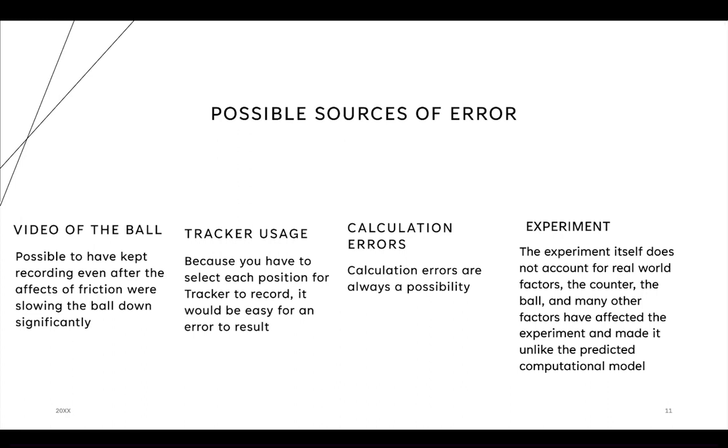Possible sources of error for this experiment were the video of the ball. It's possible to have kept recording even after the effects of friction were slowing the ball down significantly. And because you have to select each position for Tracker to record, it's also easy for an error to result from that. And calculation errors are always a possibility. And the experiment itself does not account for real-world factors. The counter, the ball, and many other factors could have affected the experiment and made it unlike the predicted computational model.